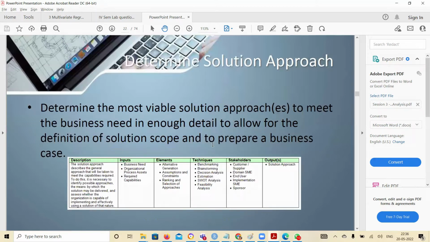Next step, third step, right, is called solution approach. What do we do here? Can one of you explain? We discussed this briefly earlier also, right? What do we do? Solution approach. Okay, so here we're looking at the most viable solution approach.